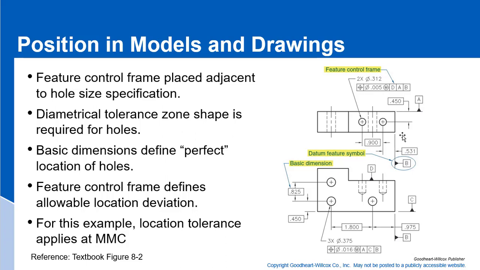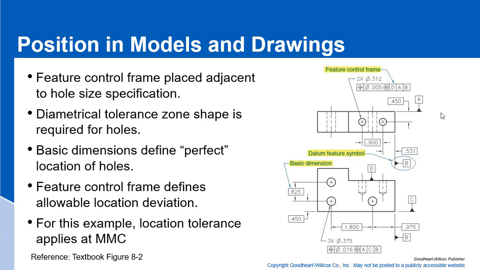That is our size dimension and size tolerance for the holes. There's two of them, and then the feature control frame for the position tolerance is applied right below the size dimension. Therefore, we know that this position tolerance applies to that hole. And here we have basic dimensions that define the locations of the positions of these holes.